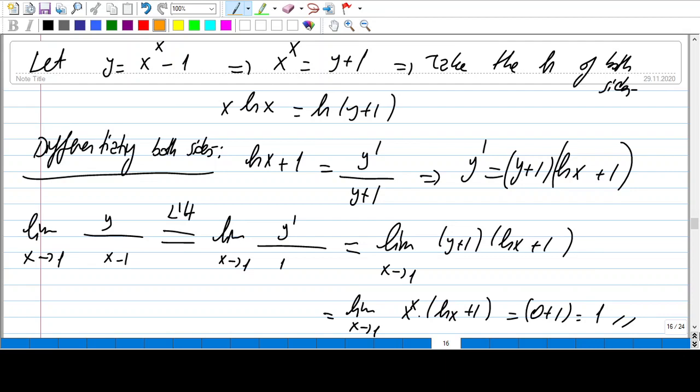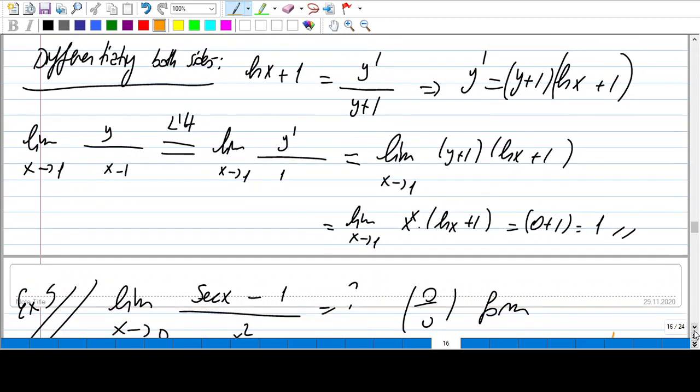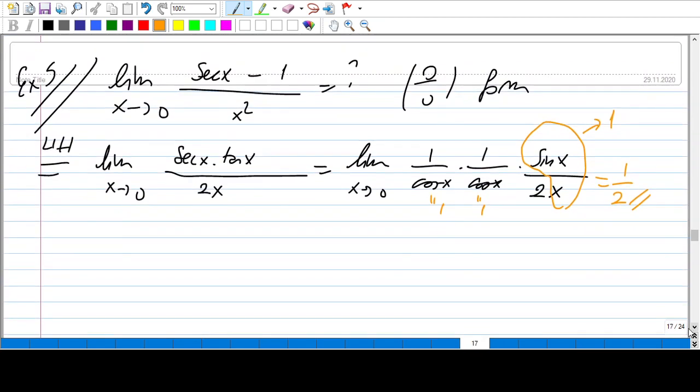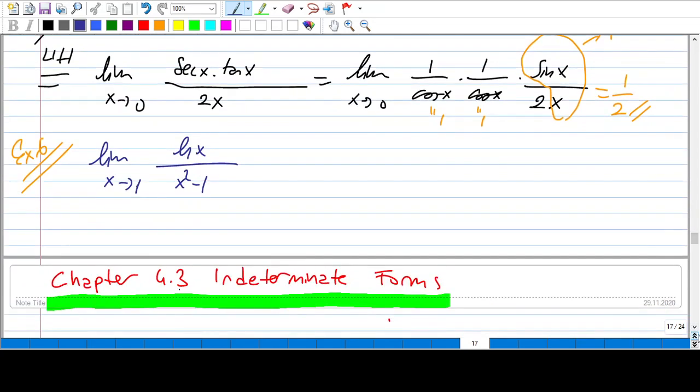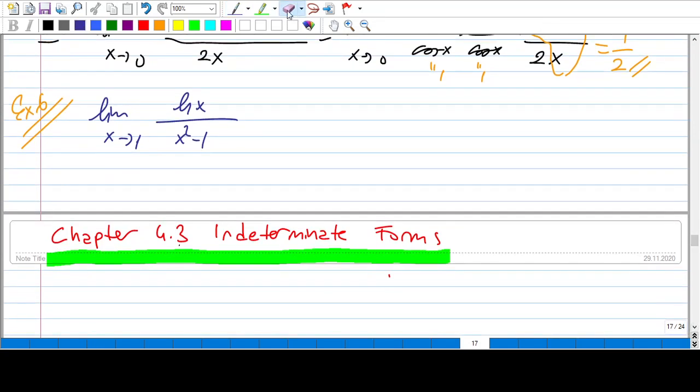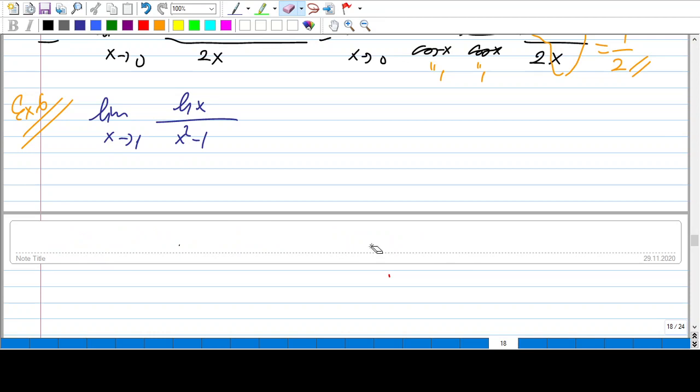Let's see if I have a better question, an easy question I'm searching for, or maybe a type of question that we didn't apply. Okay, let us do more of that one. Maybe this is also not bad. Limit x to 1 of ln x over x squared minus 1. Okay, there is a mistake here. Maybe we can erase this form.